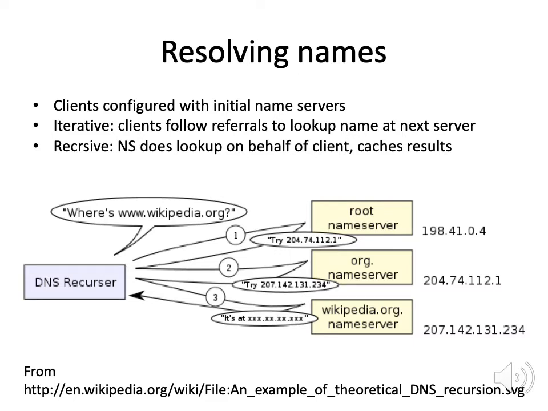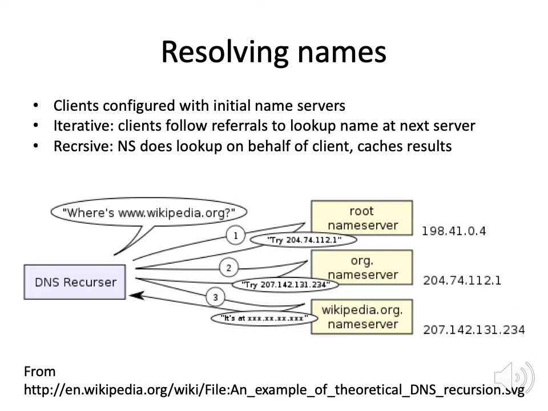So if we wanted to look up wikipedia.org, we'd go to the root name server and say, hey, we want to look up www.wikipedia.org. It would respond saying, well, I can't handle that, but I know that .org is a zone underneath me, so try the DNS server at IP address 204.74.112.1 and ask it about wikipedia.org. The thing to note is the root name server doesn't know how the zones are configured. It just knows about the next level below it.